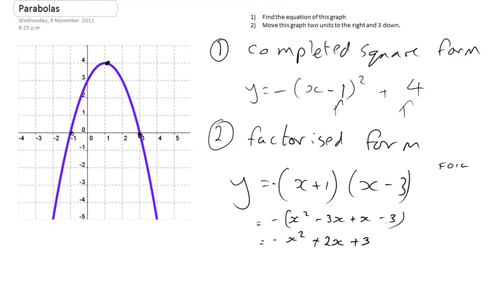That's my quadratic formula, and if I look here, x minus 1 squared is x squared minus 2x plus 1 plus 4, but remember this bit has a minus outside, so that is minus x squared plus 2x minus 1 plus 4, which is minus x squared plus 2x plus 3, and those two equations are the same. Sorry it's not as neat and tidy as it could be, but there you go.